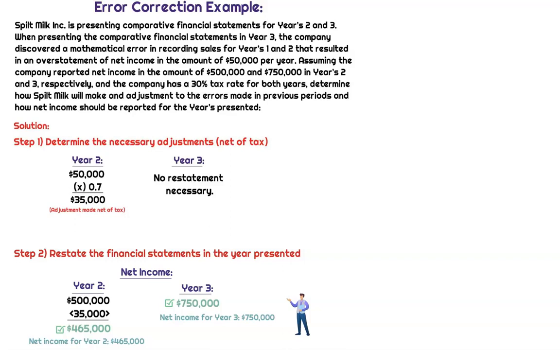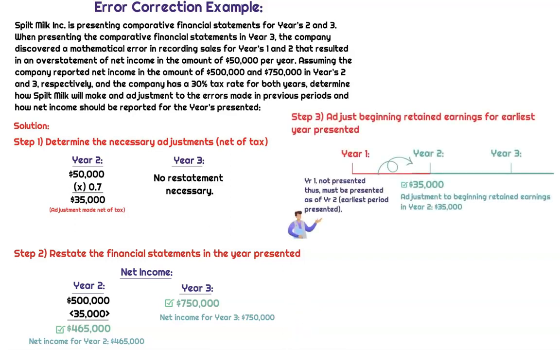All right, but there is a financial statement that is not being reported that has a necessary adjustment, right? Year 1 still had that $50,000 error. Net of tax, the adjustment is $35,000. What are we going to do with the $35,000 error that occurred? Well, because year 1 is not presented, what we're going to do is take the cumulative effect, that $35,000, and we're going to make the adjustment as an adjustment to beginning retained earnings in the earliest period presented.